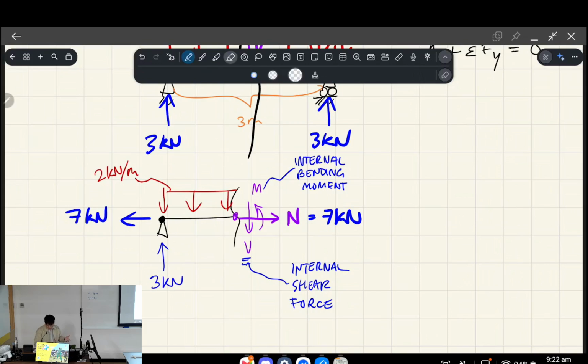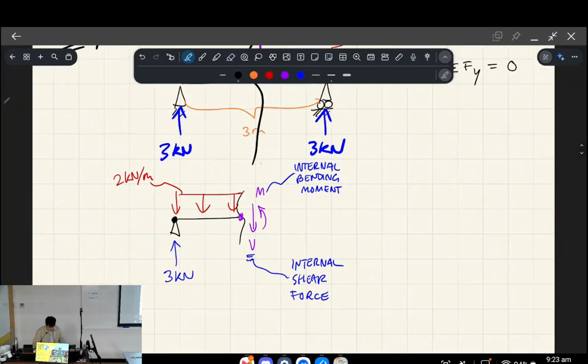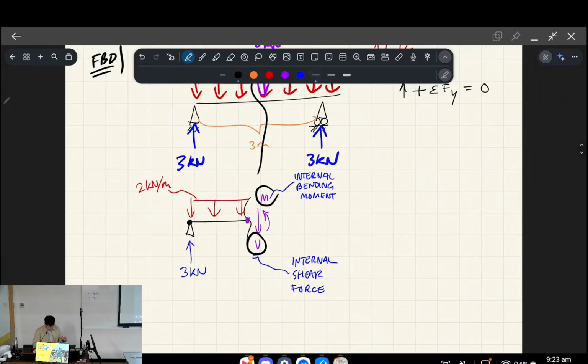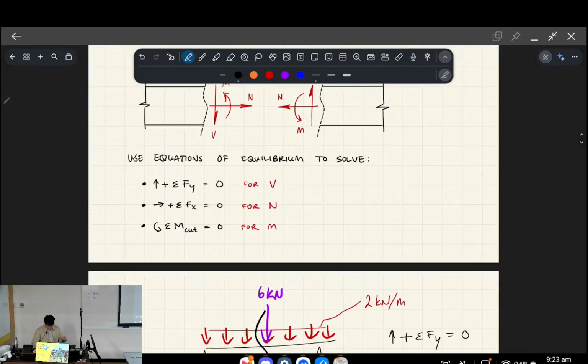But the vast majority of beams, and all of the beams that we're going to look at in this course, are not going to be experiencing axial forces, right? So beams are generally not in tension and compression, at least the simplified ones that we're going to be looking at, okay? So I just want to focus your attention on internal shear force and internal bending moment, not the internal axial force specifically, okay? So that's what we're going to map out today.